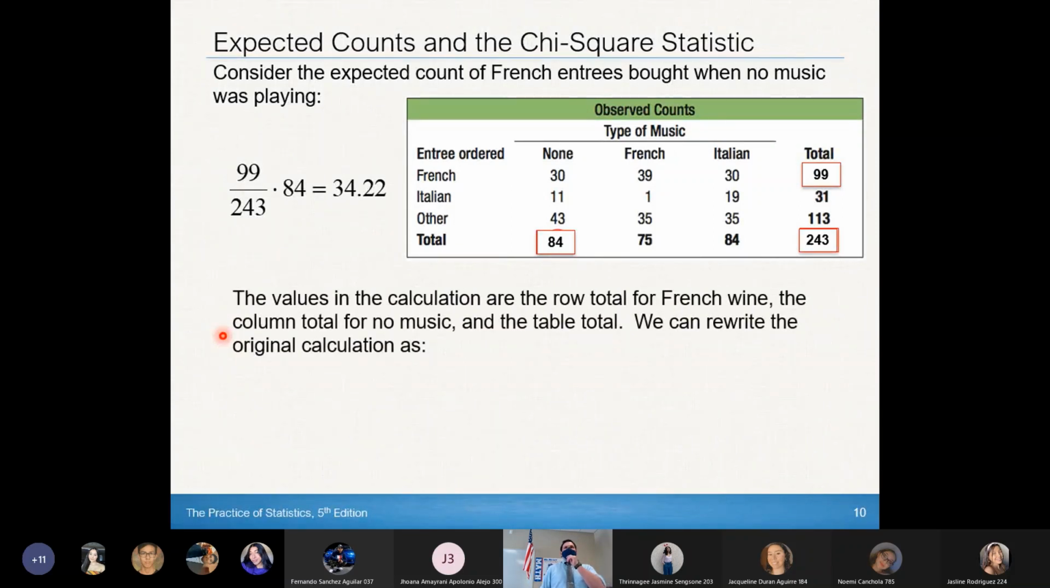The values in the calculation are the row total for French food, the column total for no music, and the table total. We can rewrite the original calculation as row total times column total divided by table total. 99 times 84 divided by 243, and that is 34.22. We use a similar approach for each entry in this table, so we'll end up having 9 expected counts.